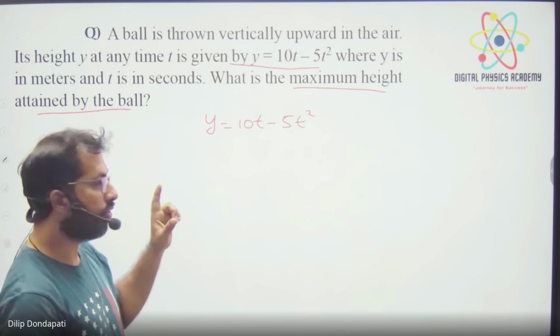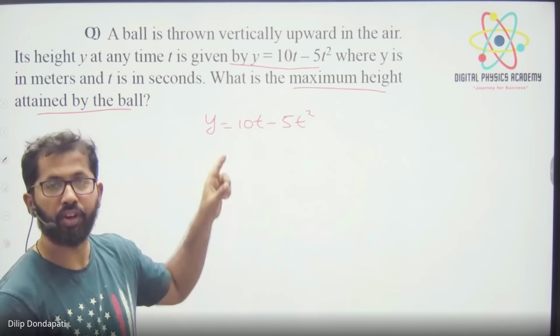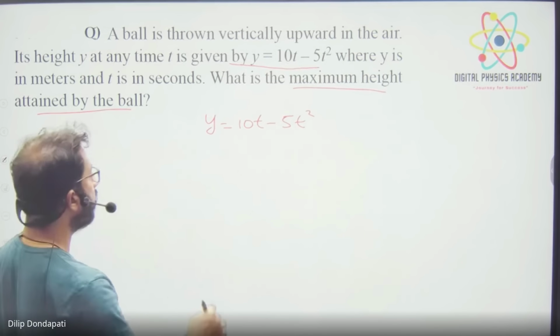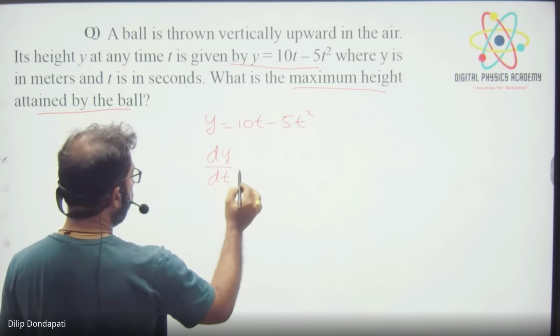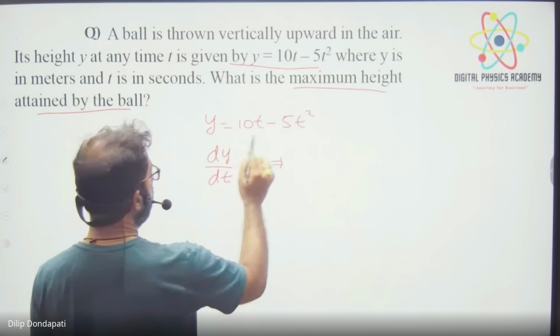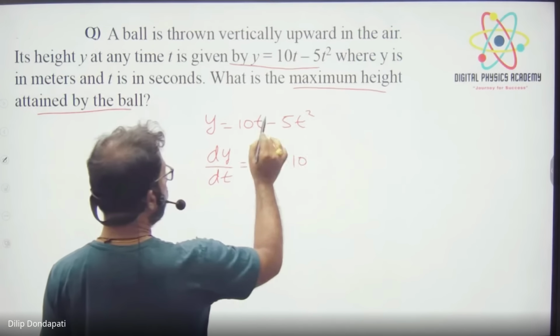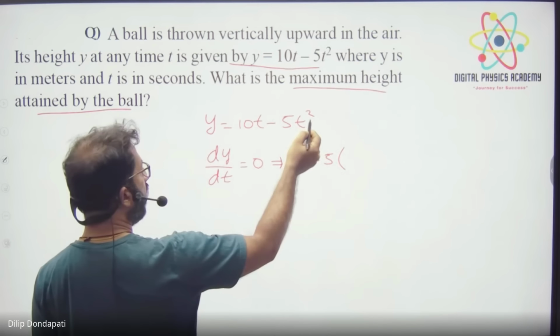Okay. So what is the first step? We don't know at what time the maximum height occurs, right? That we have to find. So what is the first step? Put dy by dt equal to 0. So dy by dt equals 0 means 10, differentiation of t is 1, minus 5 will be coming outside, differentiation of t square is 2t.